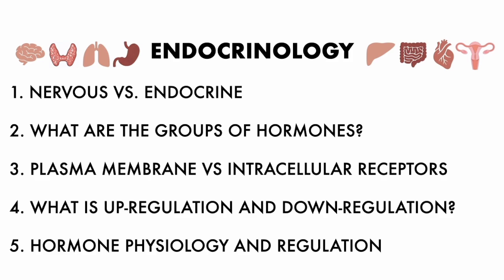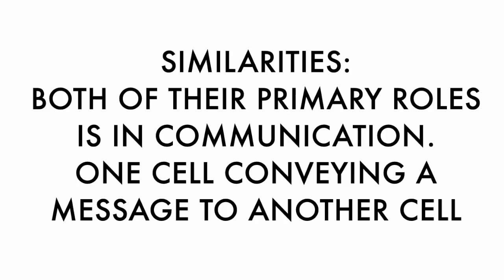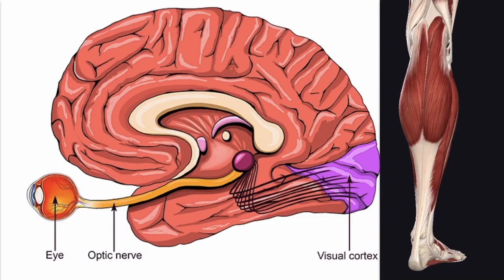How a hormone is signaled, where does it go, what's the difference between the signaling molecule, signaling cell, and the target cell, and so on. Alright, so first let's look at a quick comparison between nervous and the endocrine. So, of course, the big primary role is in communication between the both. One cell conveying a message to another cell.